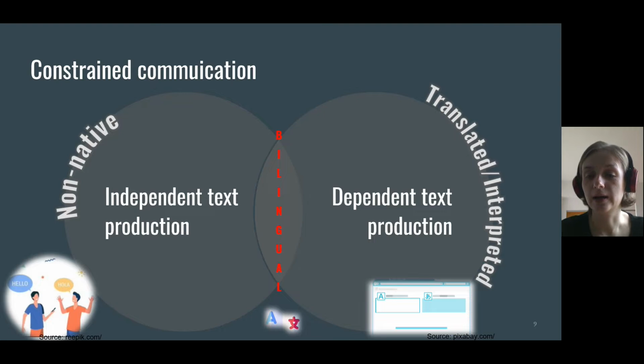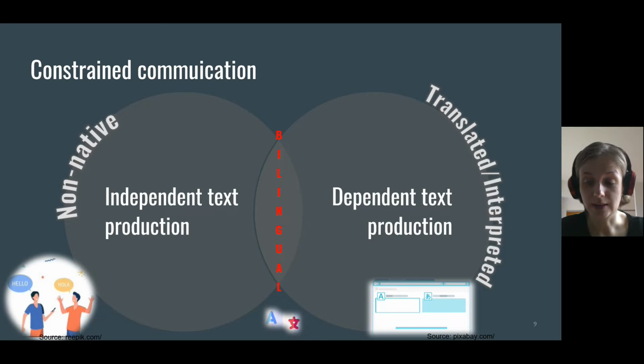So in addition to handling two languages, so your native tongue and a foreign language, you also are dependent on the text that has already been created. And today we are going to look at constrained communication, which involves non-native language use when you speak a foreign language. And so you are subject to bilingual processing, to processing two languages.